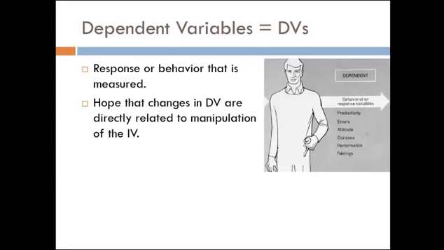Like I said at the beginning, the independent variable is the whole reason why we're conducting the study, to find out whether it has an effect. This is what we're trying to find out: if it has an effect on the dependent variable, your score on some measure.